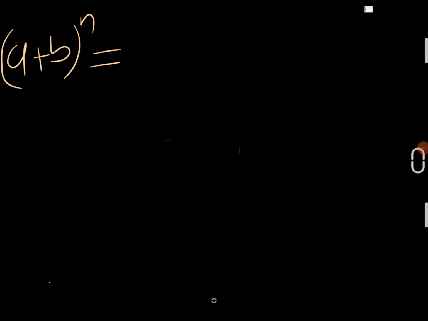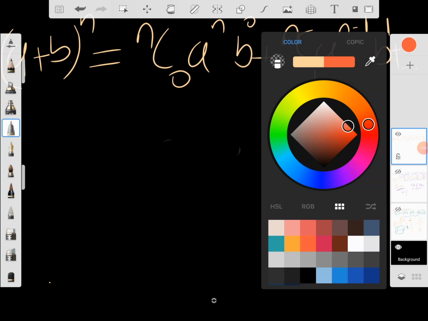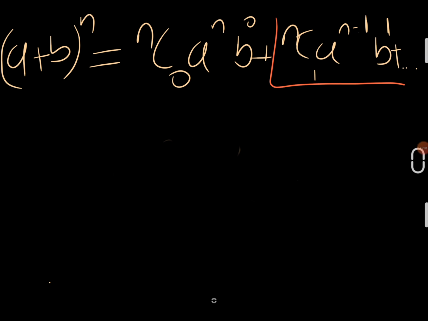It starts with nC0, then a to the maximum power, that is n, and b starts with 0, that is basically 1 itself. The next term is nC1, a to the power n minus 1. The power of a starts decreasing and the power of b starts increasing, so it is b to the power 1, and plus so on, this goes on. Now I want you to observe something here, just focus on this term.